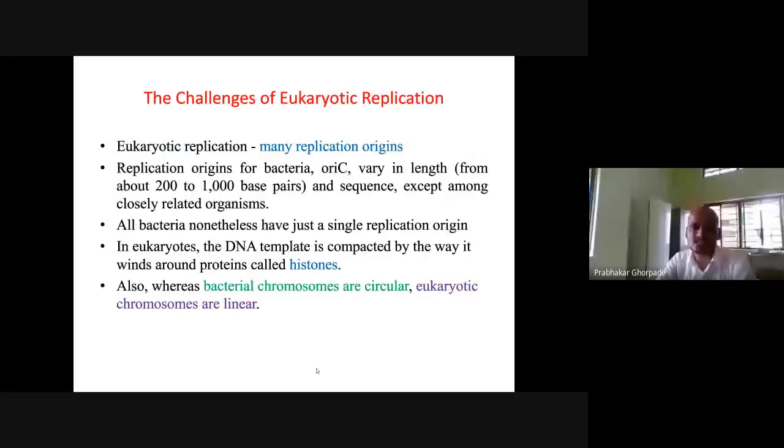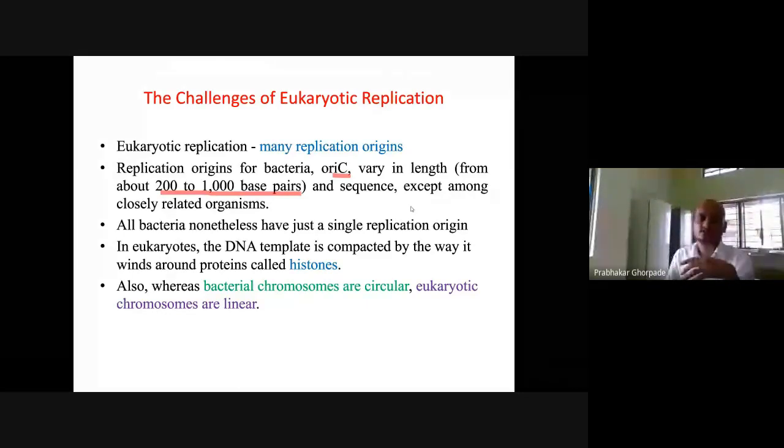So, what are the challenges in replication? The challenge in eukaryotic replication is that eukaryotic chromosomes contain many replication origins. The replication origin of bacteria, OriC, varies in length from 200 to 1000 base pairs, and its sequence varies except among closely related organisms. All bacteria nonetheless have a single origin of replication. So that is what we have discussed.